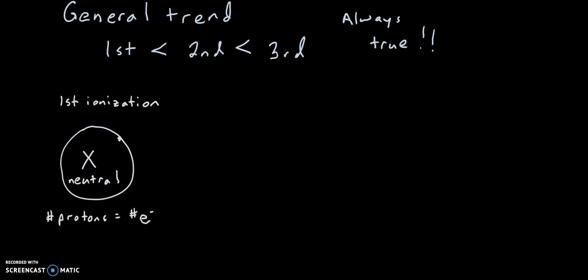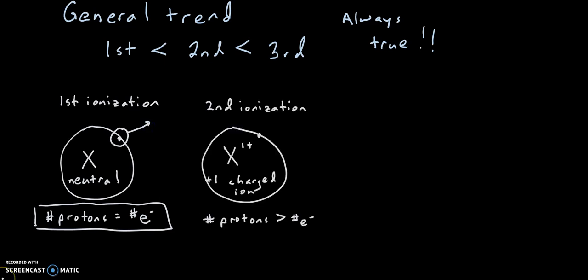In the first ionization, what's occurring is we have a neutral atom in which the number of protons is equal to the number of electrons. We're wanting to remove a single negatively charged electron from that neutral atom. In the second ionization, we now have the circumstance where the number of protons is greater than the number of electrons by 1. Still, what we're trying to do in ionizing is take another electron and remove it from what is now a +1 charged ion.